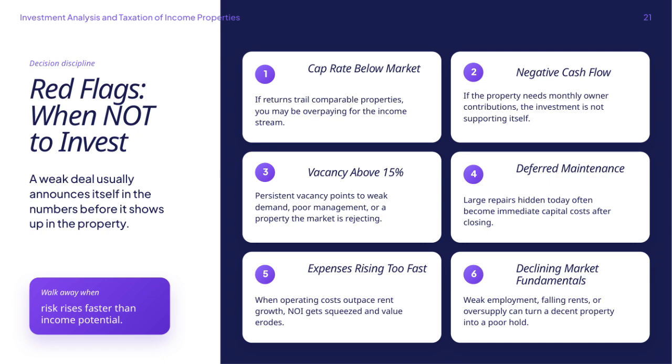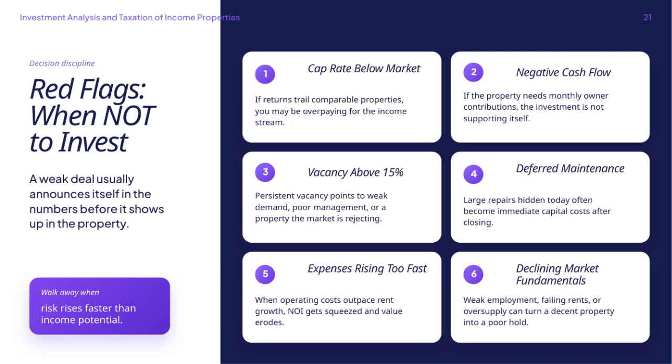If the risk starts rising faster than potential income, that's a clear sign to pause. One key red flag is a cap rate below the market average. If your returns are trailing comparable properties, you might be overpaying for what the property generates. Negative cash flow is another serious warning. If you have to consistently put money in each month just to cover expenses, the investment isn't sustainable.